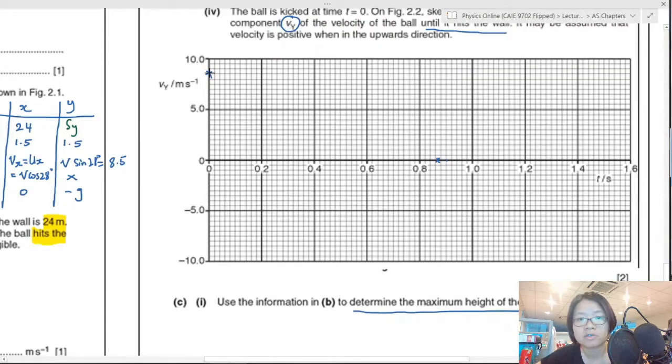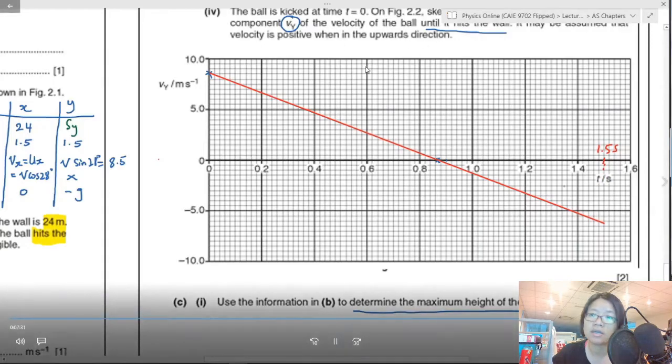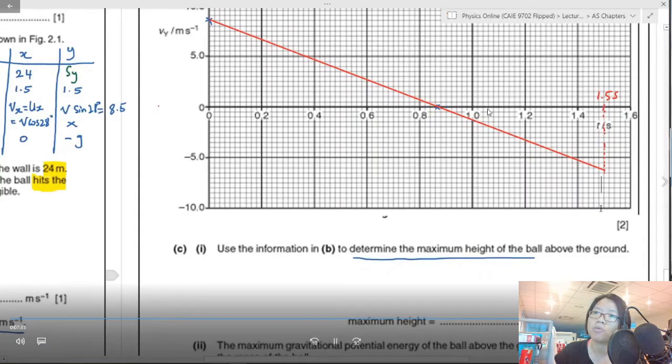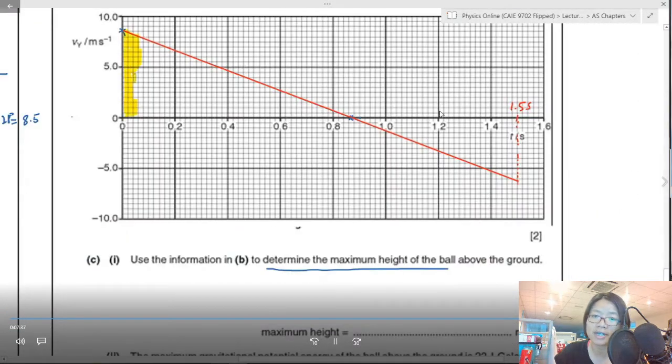Okay, so this one I'm going to draw like this. Of course, yours will be more accurate because this is not a ruler. Okay, anyway, this is what I did. So you must stop at 1.5. 2 marks would be your graph starting and stopping at the correct point, and also passing through this coordinate.